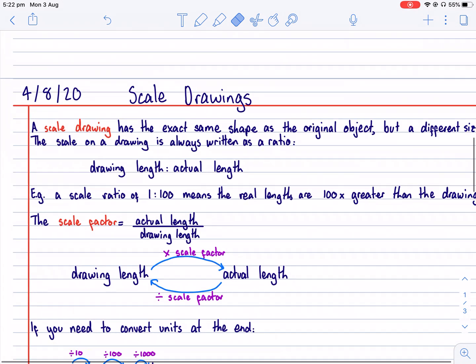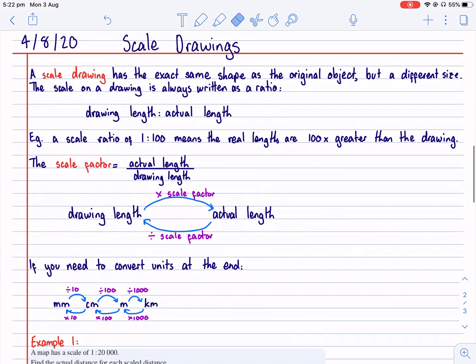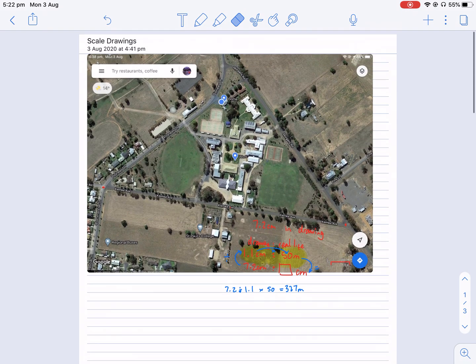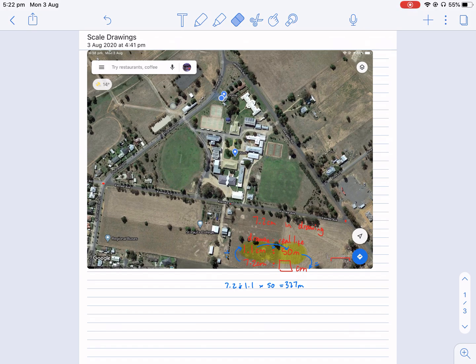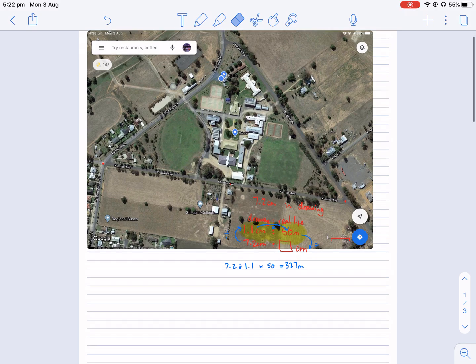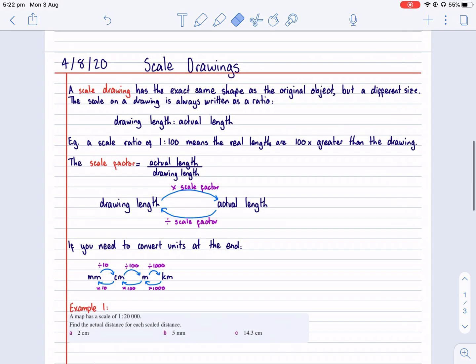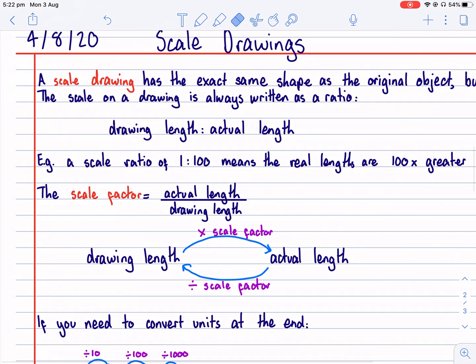That's a big map. So these are the notes I want you to write. I'm just going to talk you through them. Scale drawings. A scale drawing has the exact shape as the original object, but is a different size. So for example, this one is the same shape, obviously, because it's literally a picture from above, but it's obviously a different size because this is fitting on your screen. Yeah, it's obviously smaller than real life. The scale on a drawing is always written as a ratio. Now, this is important. We've got drawing length, the actual length.